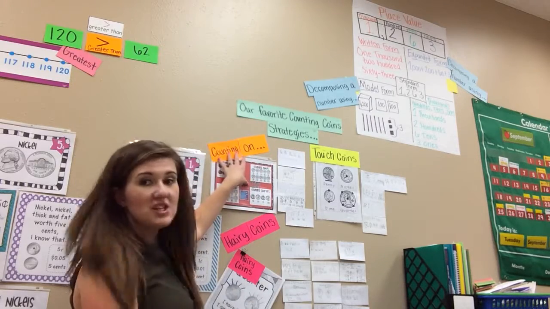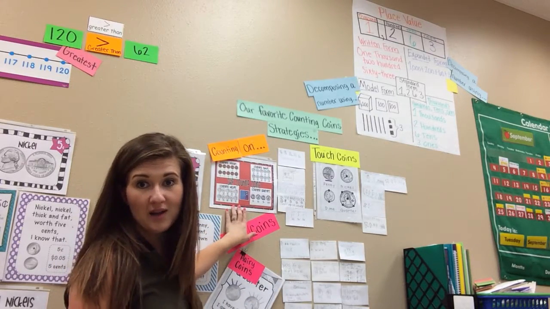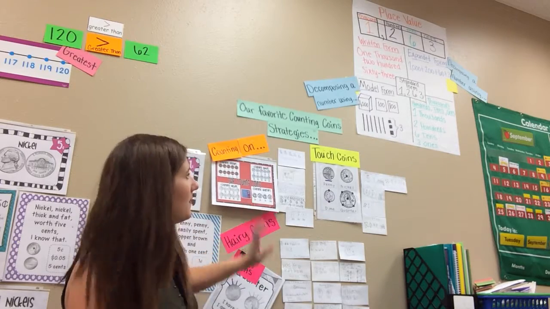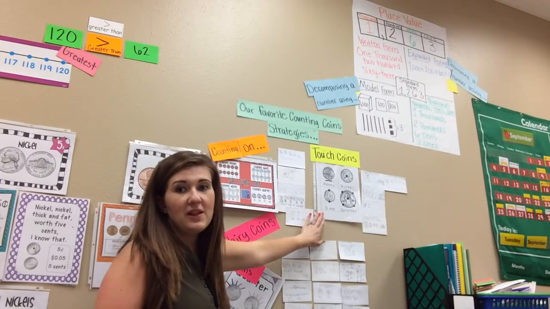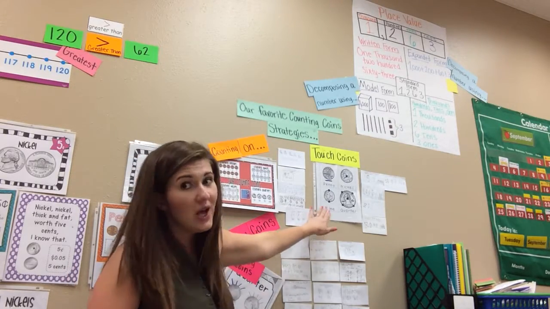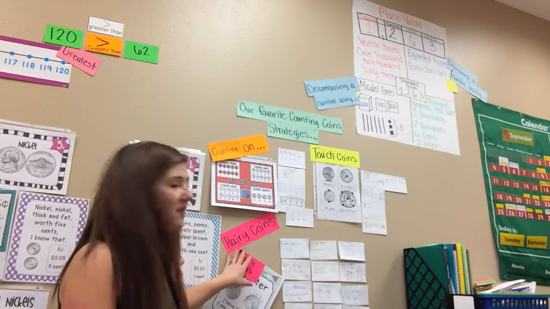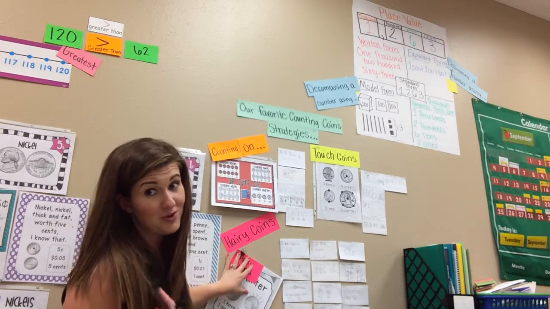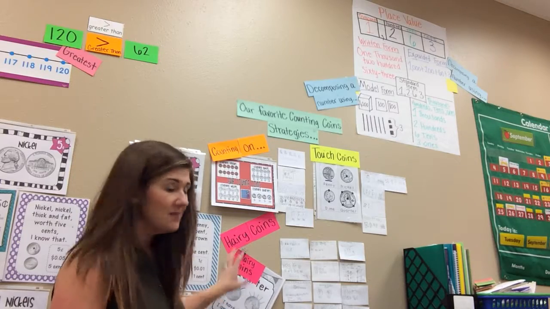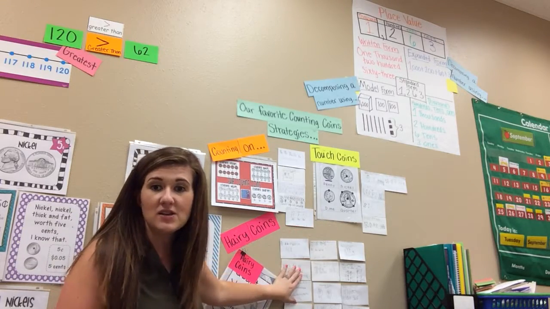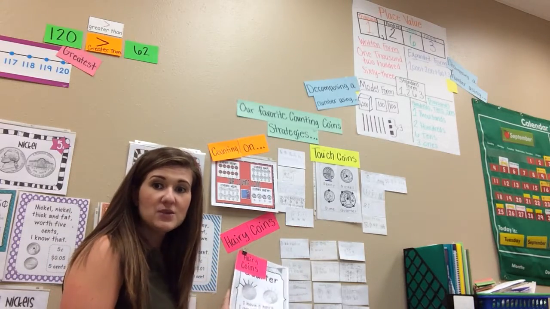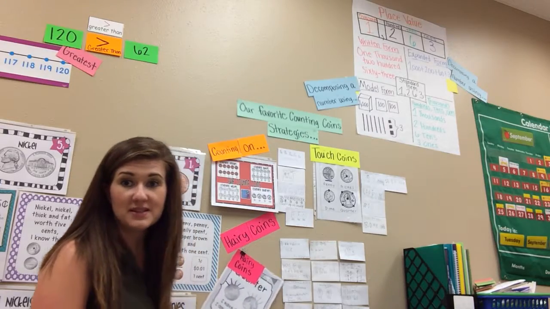The first strategy that we said we liked was counting on. We'll talk about that one in just a moment. The second strategy we said we liked was touch coins. We'll talk more about that also. And the third strategy that we liked, and my personal favorite, is Harry coins. On here you also see index cards you can come and use as a reference, as well as a book that you're able to come and see as well.